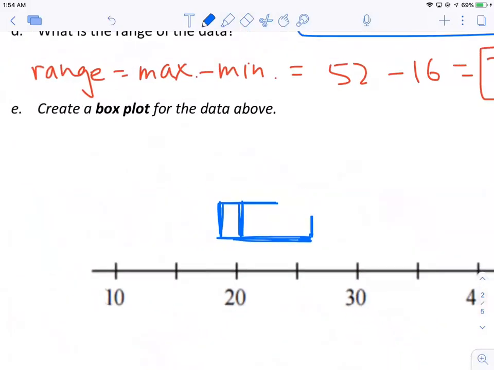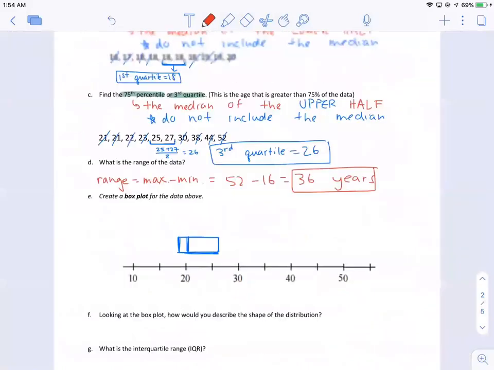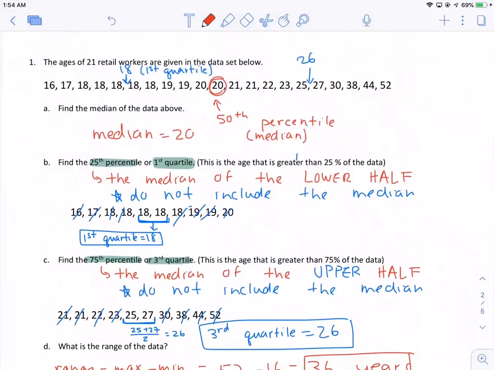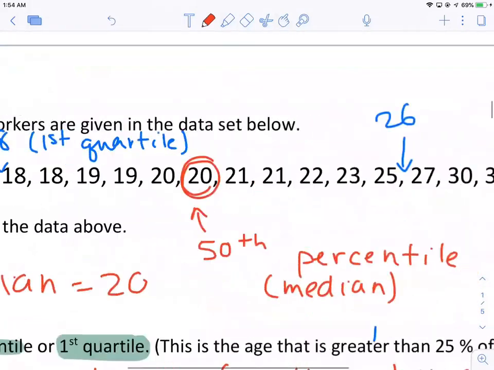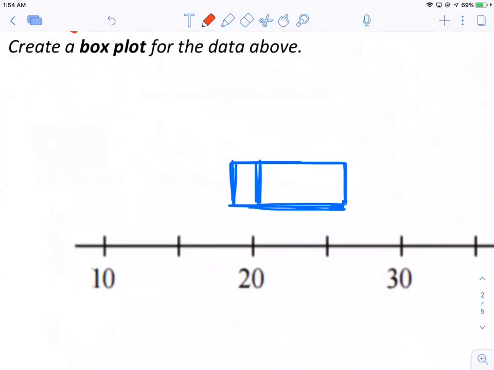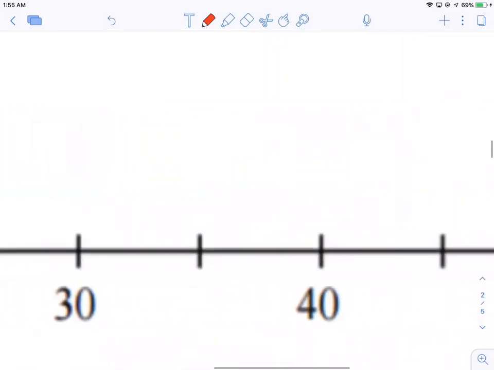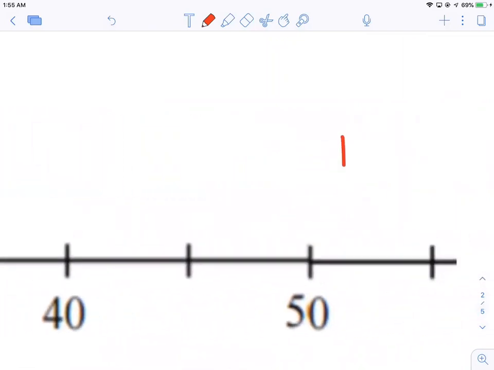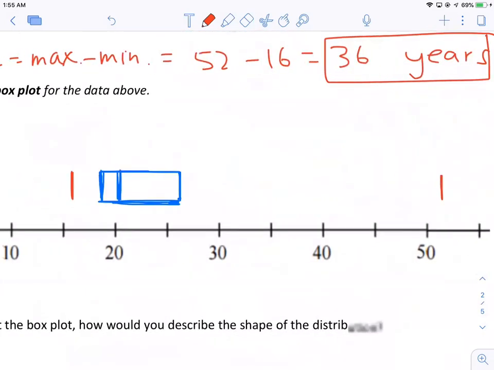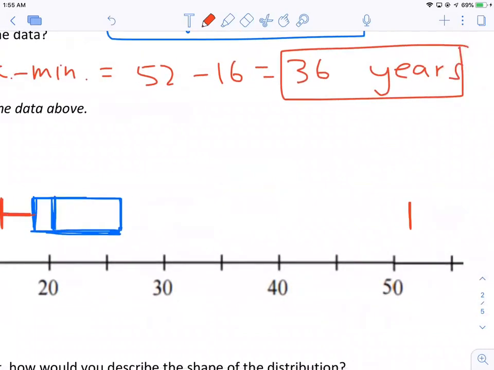There's more to it. Some teachers might call this box and whiskers, because what we're going to do now is draw out the whiskers of this. So we also need the minimum age and the maximum age. So I'm also going to plot 16 and 52 on this graph. So 16 is there, and 52 is all the way out here. And what you do is you connect them to the box, right? Some people might call this whiskers. So there we go. That's your box plot.